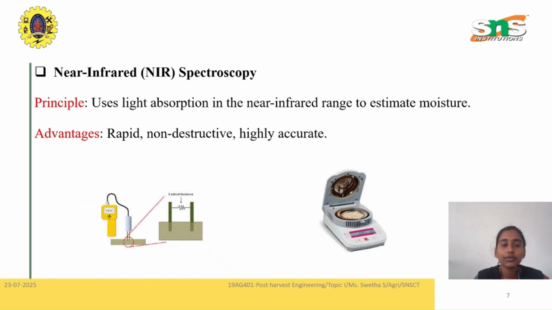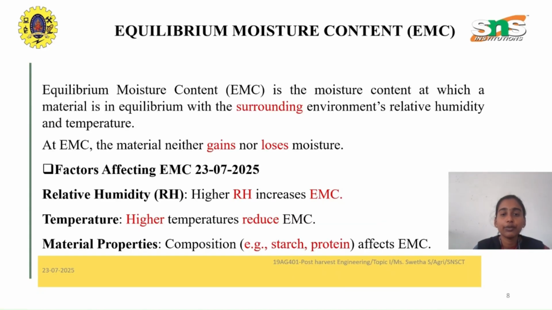And we have another method, near infrared spectroscopy. It uses light absorption in the near infrared range to estimate the moisture content. It is rapid, non-destructive, and highly accurate, and it is the most advanced method to find moisture content. And we can also look at equilibrium moisture content. EMC is the moisture content at which a material is in equilibrium with the surrounding environment's relative humidity. It depends on RH and temperature.